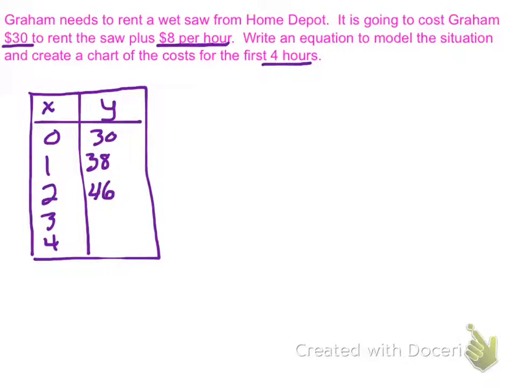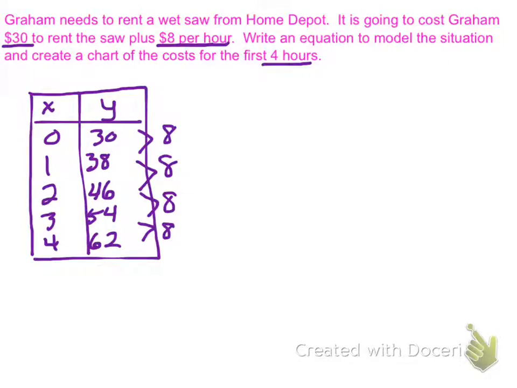And then I'm going to add on another 8. So if you notice here, I'm adding 8 each time. So 46 plus 8 would give me 54. And then the last one's going to give me 62.